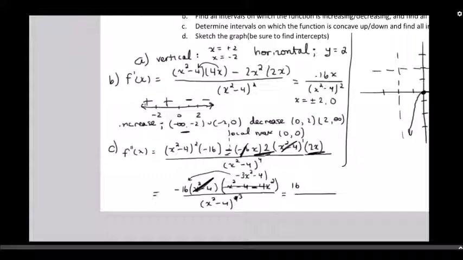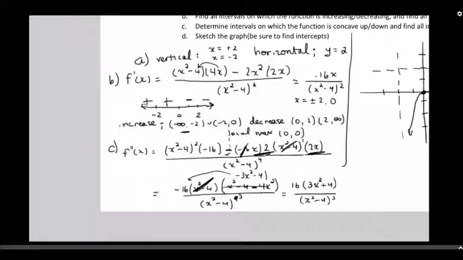Remember, this x squared minus 4 canceled with one of the terms in the denominator. Inside, I factored out this negative, so it will become 3x squared plus 4 all over x squared minus 4 cubed. Okay, so there's our second derivative.